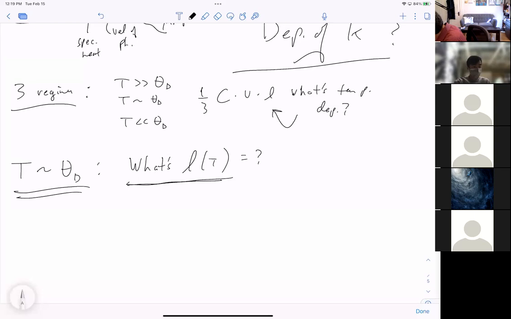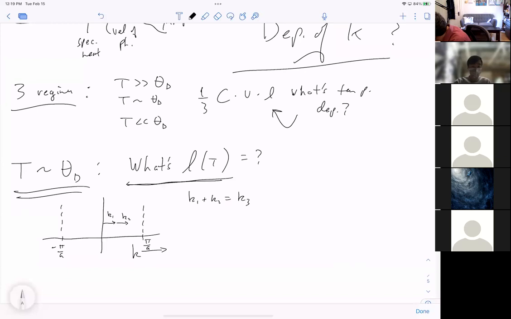for example, if I have a phonon here, if this is K, and this is the first Brillouin zone, pi over A, minus pi over A, then if this phonon is K1 and this phonon is K2, and if I had K1 plus K2 equals K3, if that's a scattering event, meaning that these two phonons scatter to say another phonon, then if it's all in the Brillouin zone, there's no change in energy. If all in the first Brillouin zone, then no change in energy.